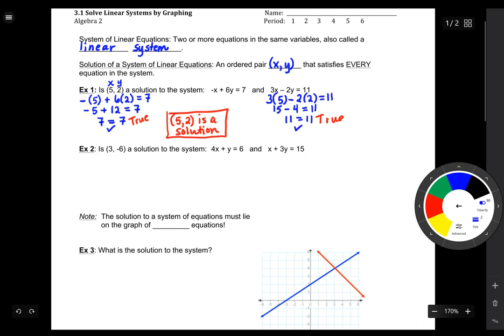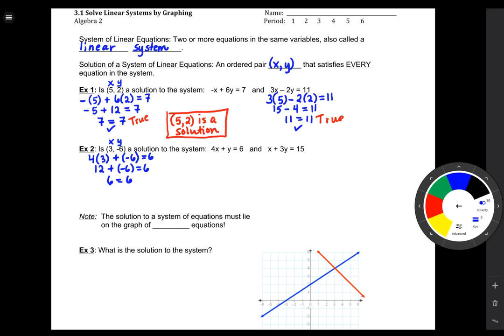Okay, in the next example, is 3, negative 6 a solution to the system? Let's check it in equation 1. So 4 times x, and x is 3, plus y, and y is negative 6, equals 6. 4 times 3 is 12. 12 plus a negative 6. 6 does equal 6 because 12 plus negative 6 is 6, and 6 is equal to 6.